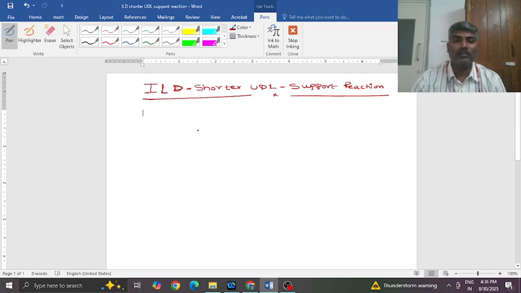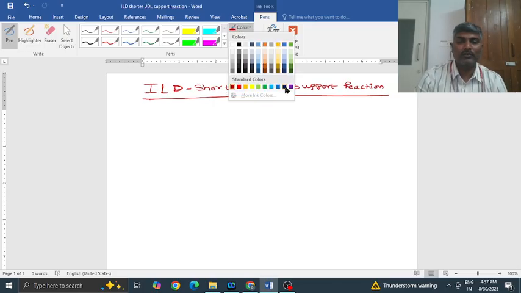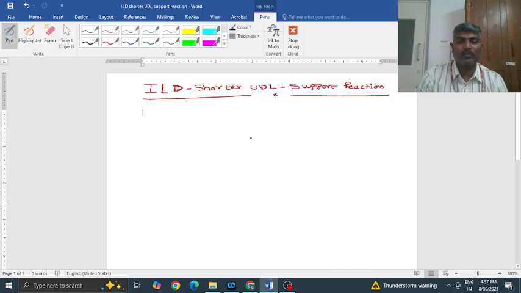Let us learn how to find support reaction when you have a shorter UDL using the ILD concept. Okay, so let us draw. Consider a beam or girder. Say you have a span of 50 meters.